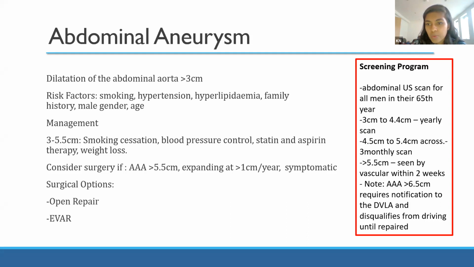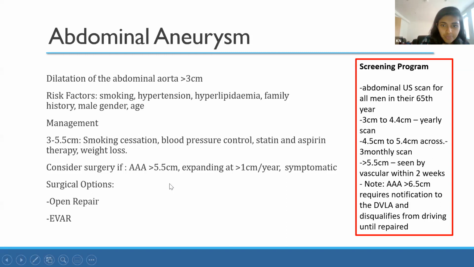The reason you wouldn't send them straight to surgery, obviously, is because quite a lot of patients are amenable to potentially endovascular repairs. So EVARs are a lot less invasive and have quicker recovery times. So you want them to be seen by vascular at the very least in 2 weeks. Also worth knowing, if your AAA is more than 6.5, no driving for you until it's fixed. If you have an AAA more than 6.5 centimeters, that requires informing the DVLA.